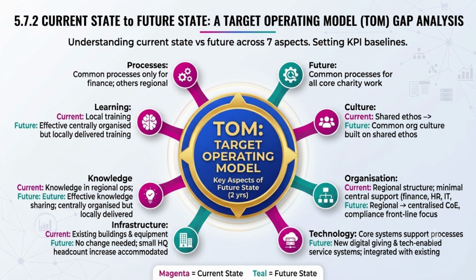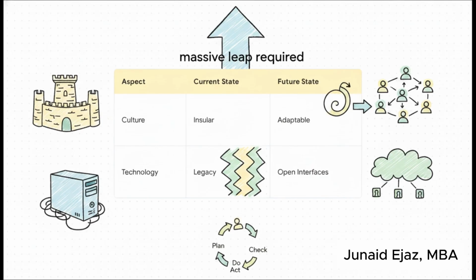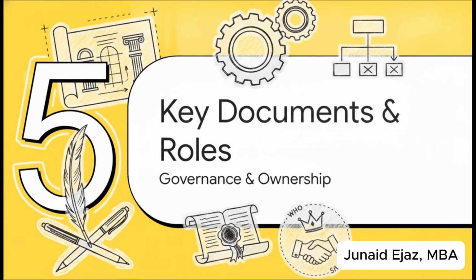Let's map this onto our real scenario using a bank compliance program. Think of this gap analysis as a matrix where you can visually track the massive leap required. You define your current state, you map out your future state based on the TOM, and the space between them, that's your gap. Look at the culture row here. They're moving from a highly insular, protective mindset to an adaptable, fast failure mindset. Down on the technology row, they're jumping from rigid legacy systems all the way to open interfaces. By tracking all 7 aspects through this matrix, the sheer scale of the transformation you need to pull off becomes impossible to ignore. Finally, Section 5, Key Documents and Roles.